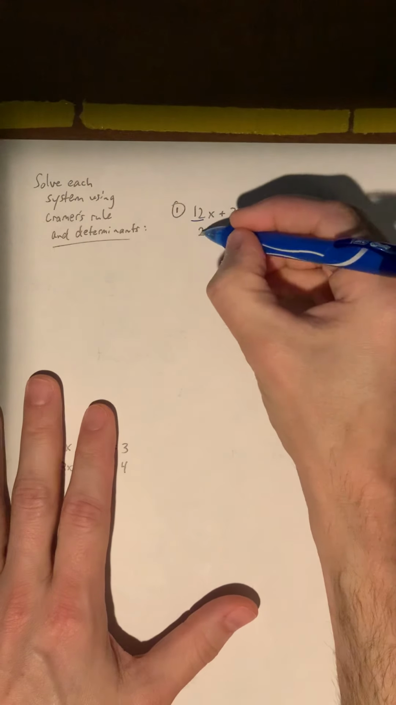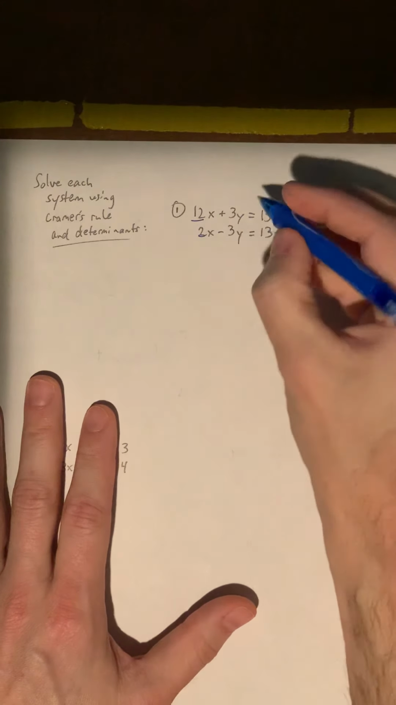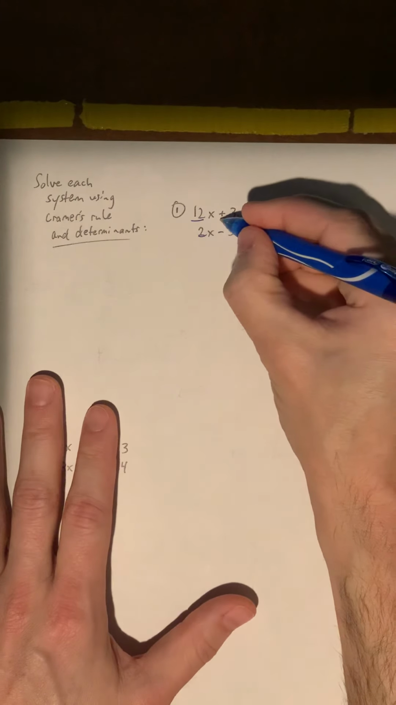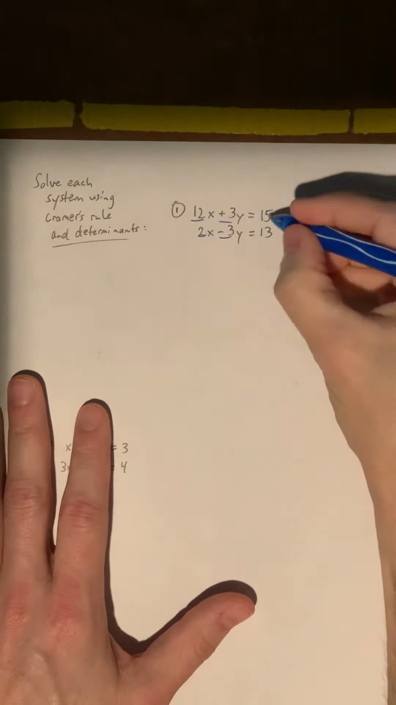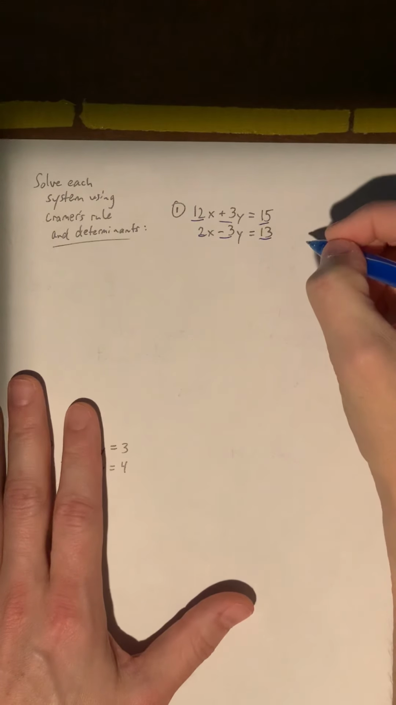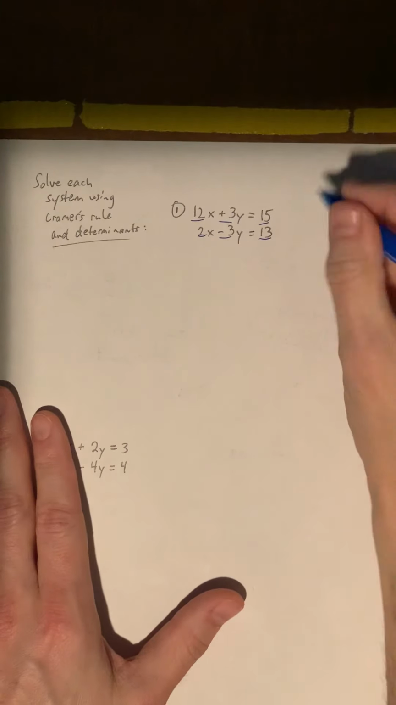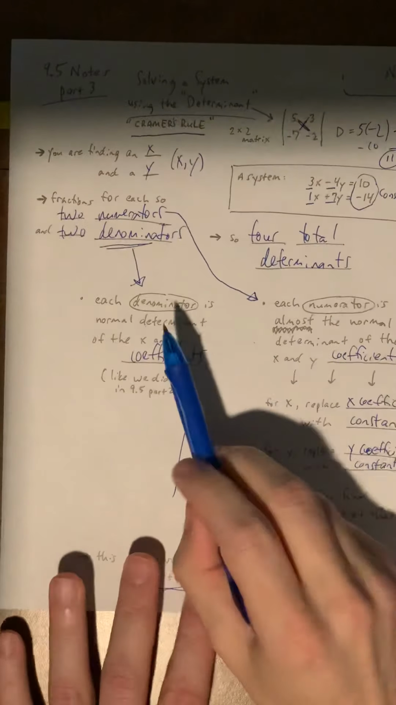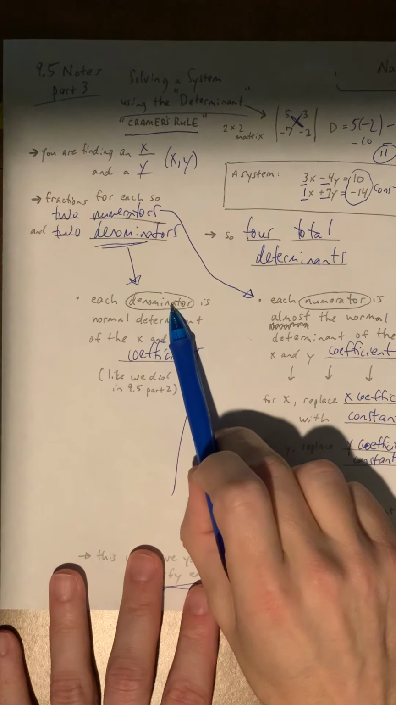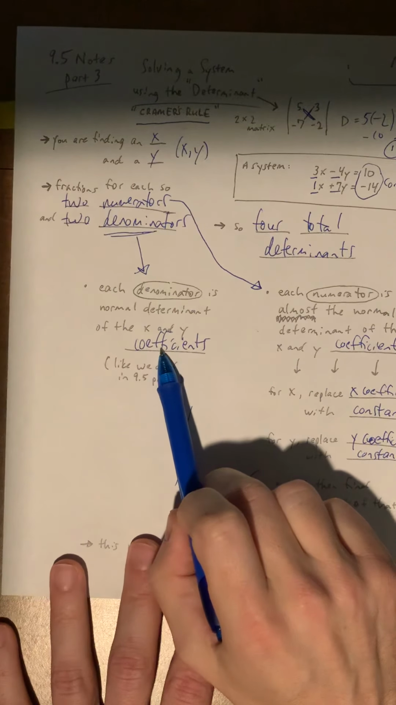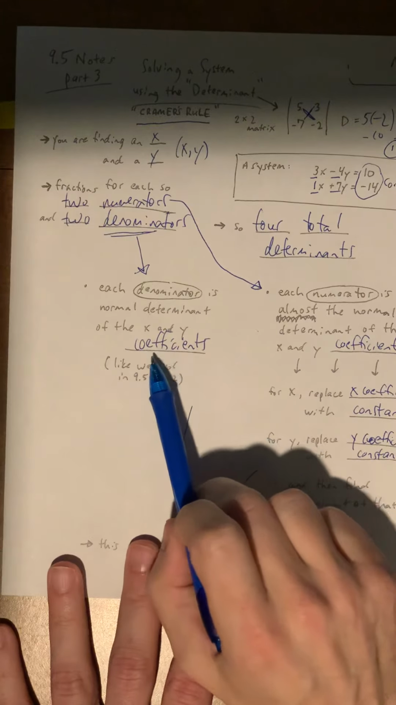Here are your x coefficients, 12 and 2. Here are your y coefficients, positive 3, negative 3, right? And your constants are 15 and 13. All right? Now, first thing we're going to do is figure out our denominators. Your denominator is the same for each. All you do is the normal x and y coefficients, that determinant.